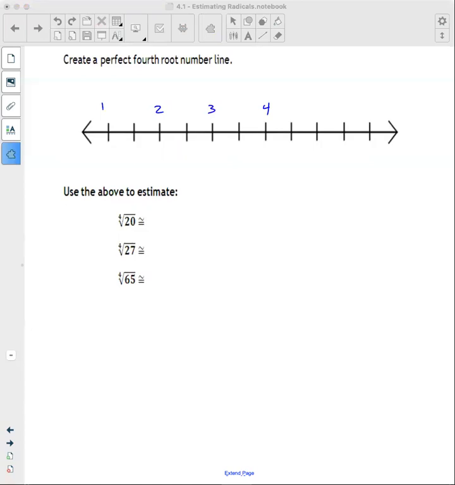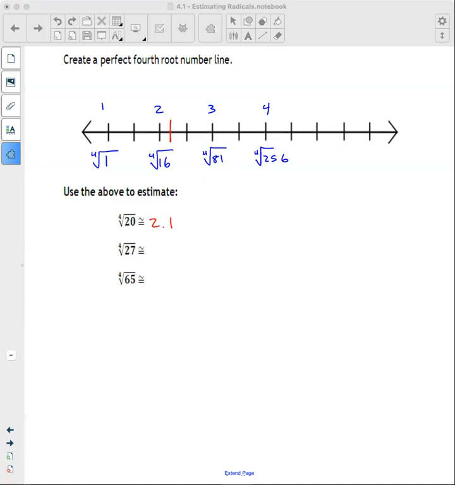Okay, so 1 is still the 4th root of 1. The 4th root of 16 equals 2. The 4th root of 81 equals 3. And the 4th root of 256 equals 4. Okay, so first we'll do the 4th root of 20. That is much closer to 16 than it is to 81. So I'm going to say that one is approximately 2.1.